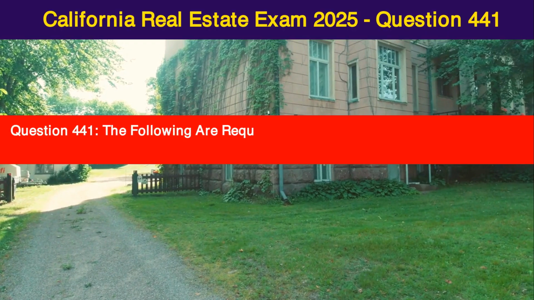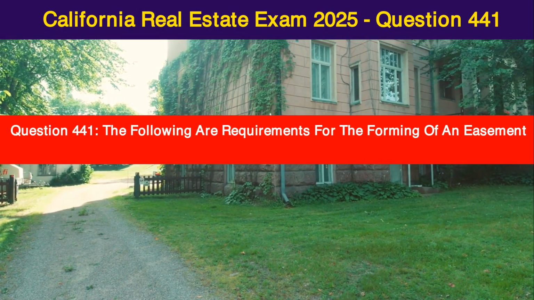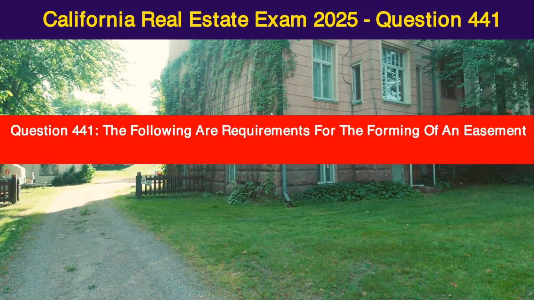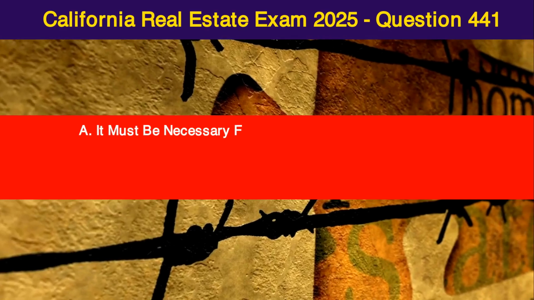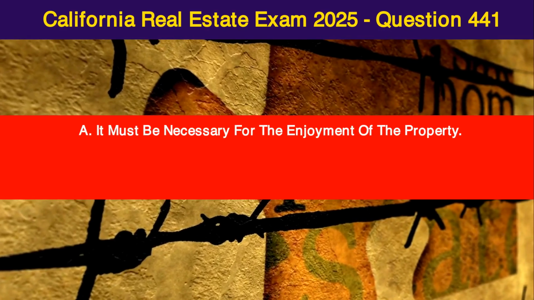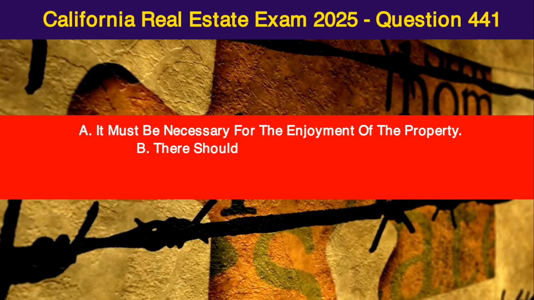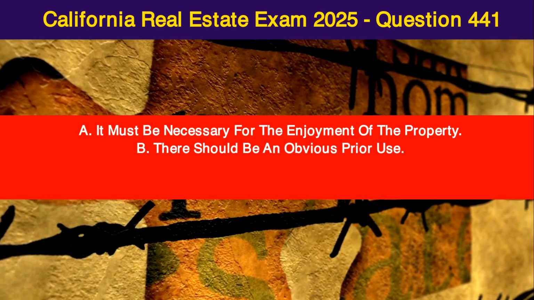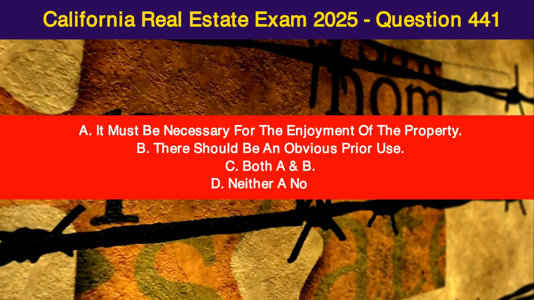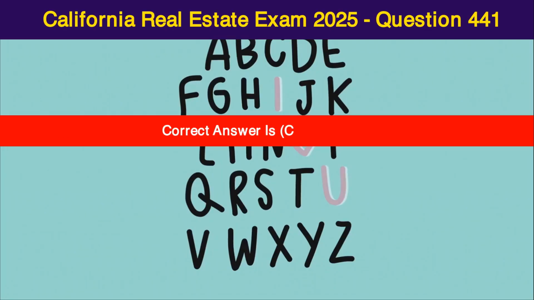Question 441. The following are requirements for the forming of an easement by implication. A. It must be necessary for the enjoyment of the property. B. There should be an obvious prior use. C. Both A and B. D. Neither A nor B. Correct answer is C. Both A and B.